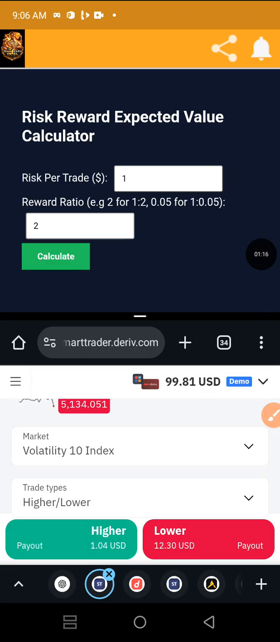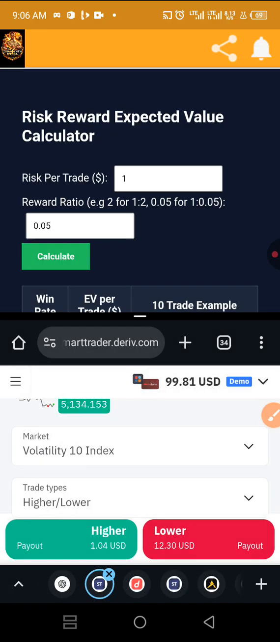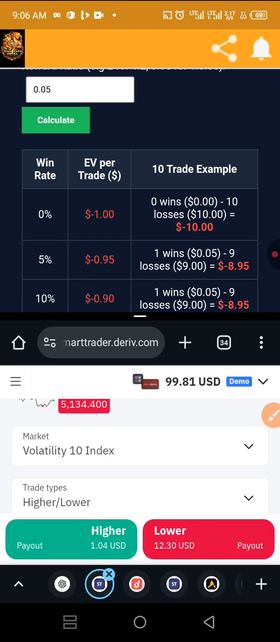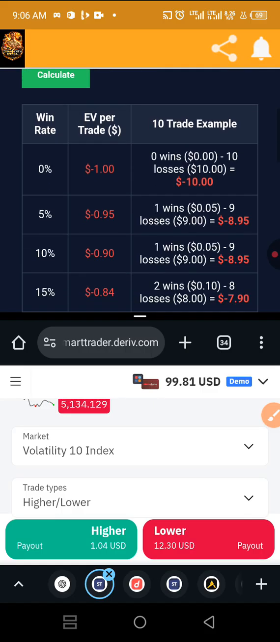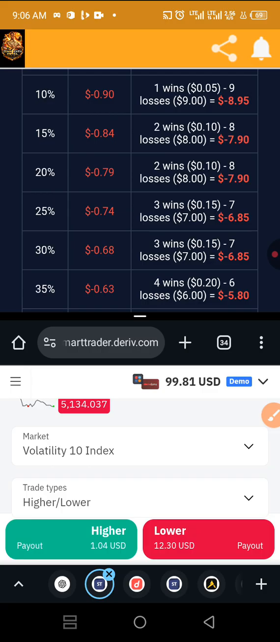So this is 1 ratio 2, but since we are targeting 5%, it's going to be 1 ratio 0.05. That's 5% of our stake amount, 5% of $1. So calculate, and let's see whether we are going to be in profit or not. From the calculation so far, it means if you have a win rate of 5% to 10%, which means you win 1 out of 10 trades, you are still going to be in loss. If you have a win rate of 15 to 20%, which means you win 2 out of 10 trades, you are still going to be in loss. So this keeps on going like that.